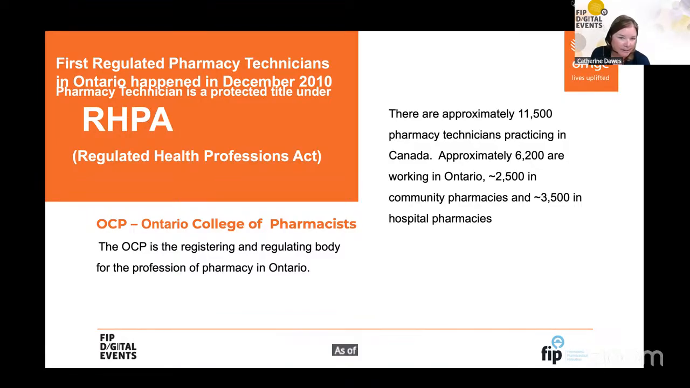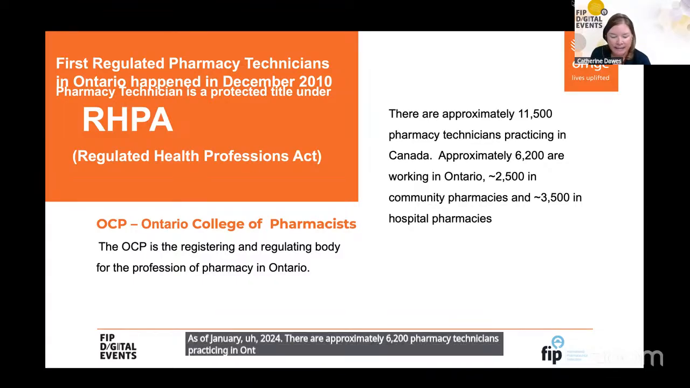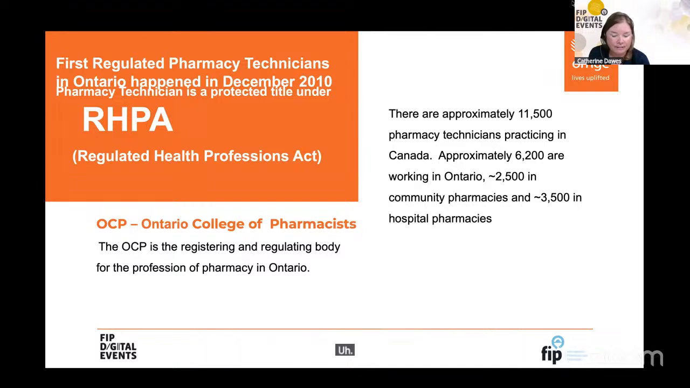As of January 2024, there are approximately 6,200 pharmacy technicians practicing in Ontario. 2,500 are in community pharmacies, 3,500 in hospital pharmacies, and we have just over 16,000 pharmacists practicing in Ontario.